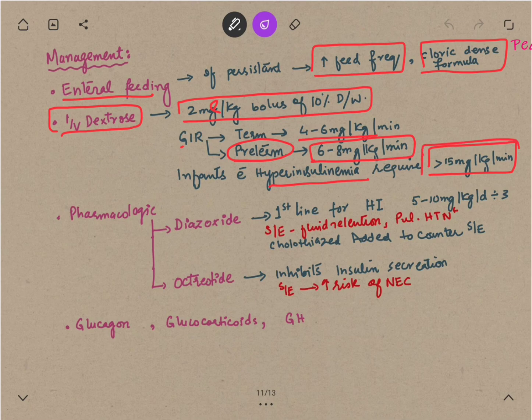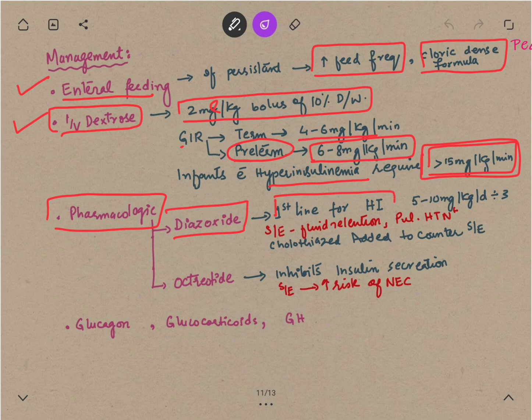So this is hyperinsulinemia. Now we have discussed enteral feeding, we have discussed IV dextrose, then we have some pharmacological options. In pharmacological options we have diazoxide, and this is the only drug which is approved for hyperinsulinemia. It is given in a dose of 5 to 10 mg per kg in 3 divided doses. However, it has side effects of fluid retention and pulmonary hypertension, and these side effects are counterbalanced with the use of a thiazide diuretic, chlorothiazide.